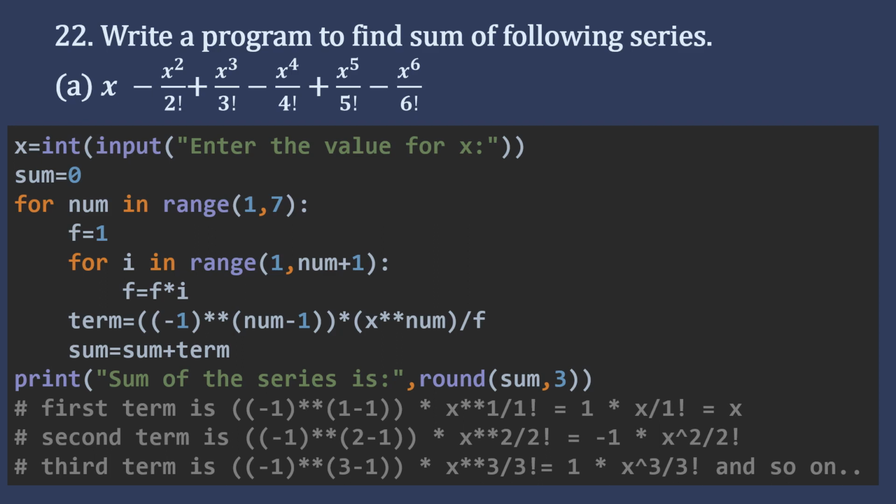The second term is like this: minus 1 to the power 2 minus 1, that is num minus 1, that is 2 minus 1, into x to the power num divided by factorial of that particular number. That will be minus 1 into x to the power 2 by 2 factorial. Like this, it will continue. That means the first term will be minus 1 to the power 0, and the second term will be minus 1 to the power 1 multiplied with the particular number. So, like this, you will get the positive and negative numbers alternately.